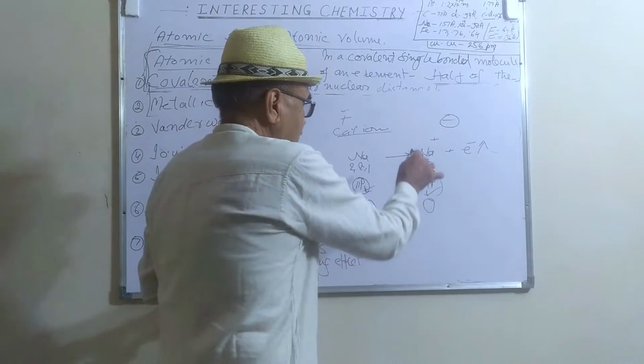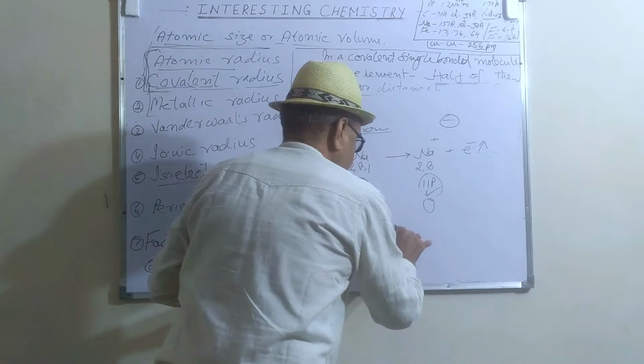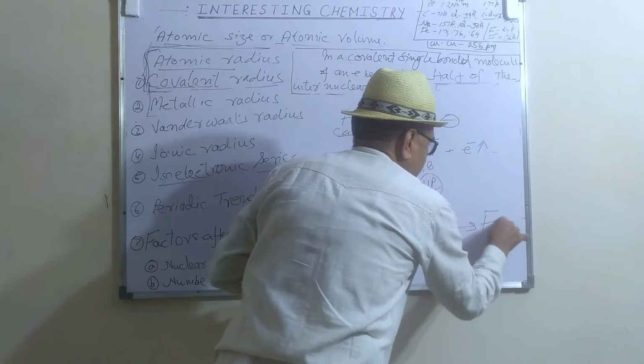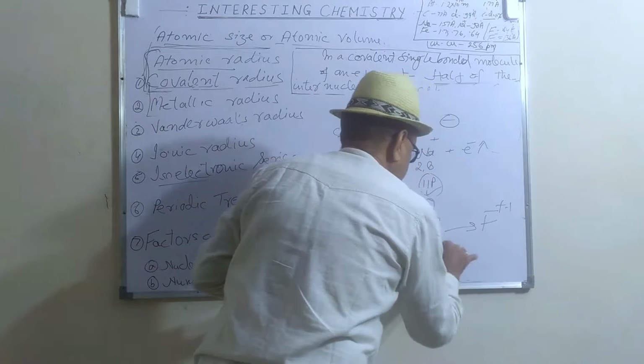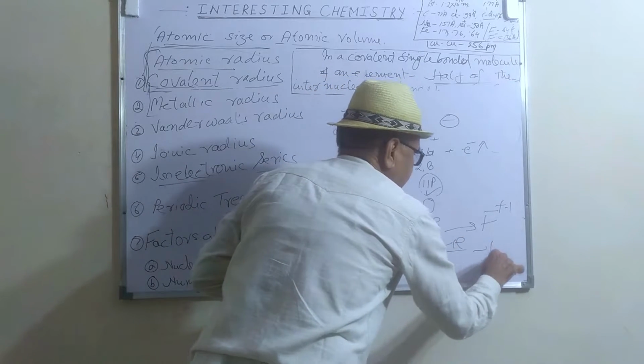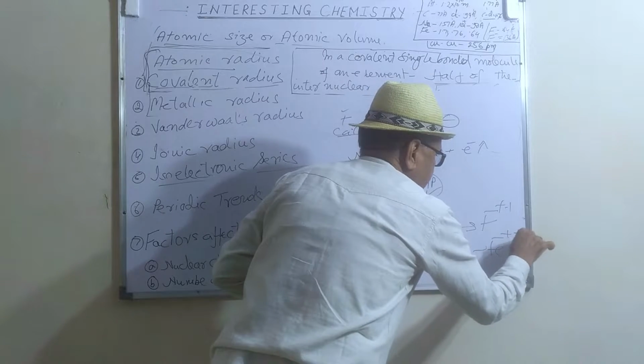If you come to the example, suppose this is Fe, and Fe loses 2 electrons to become Fe2+, and then when one more electron is removed from Fe2+, it becomes Fe3+.